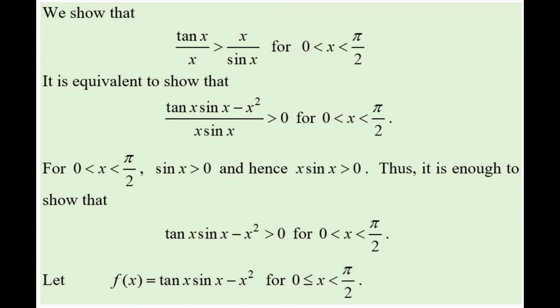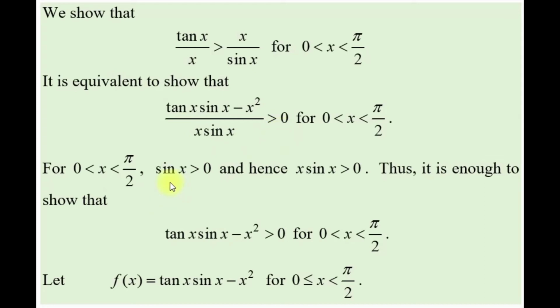As another example, we show that tan x/x > x/sin x when x lies in the open interval (0, π/2). See, it is equivalent to show that tan x/x - x/sin x > 0 on this interval. By cross multiplying and simplifying, it can be seen that it is equivalent to show that (tan x sin x - x²)/(x sin x) > 0 for 0 < x < π/2.